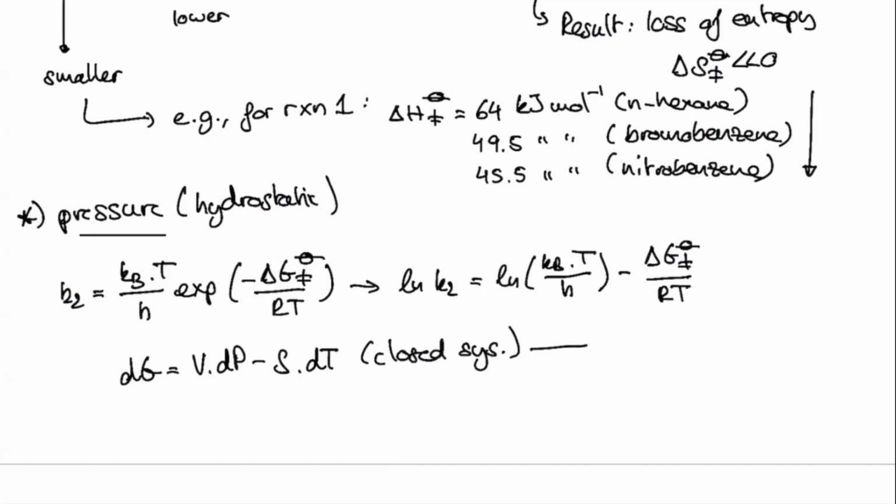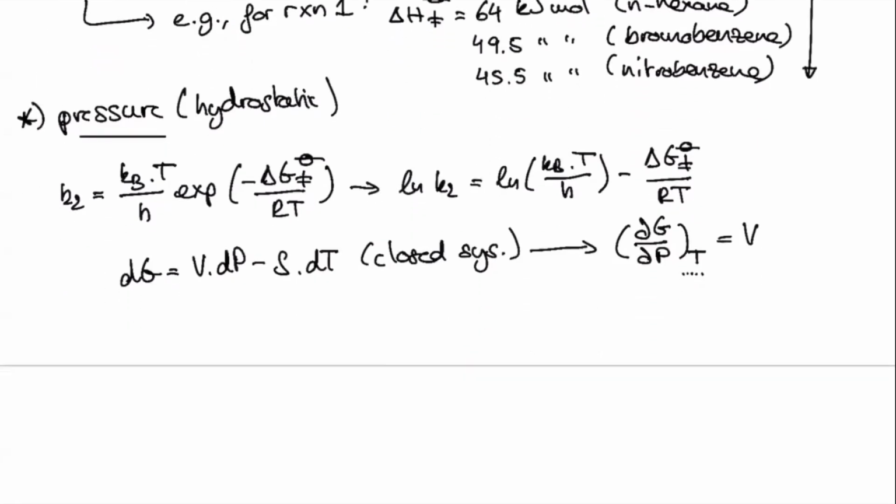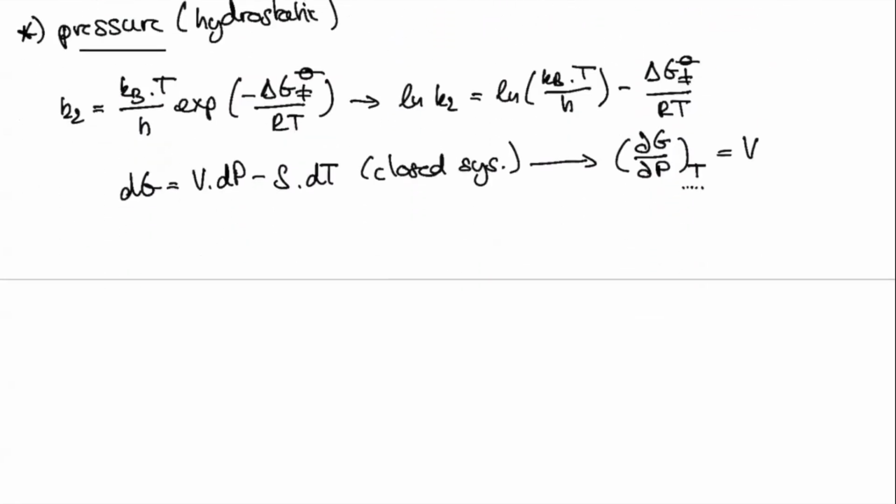And from this, you probably know that if we take the partial derivative of dG with pressure at constant temperature, this T here means constant temperature, this equals volume. Okay, so this is just from basic thermodynamics.